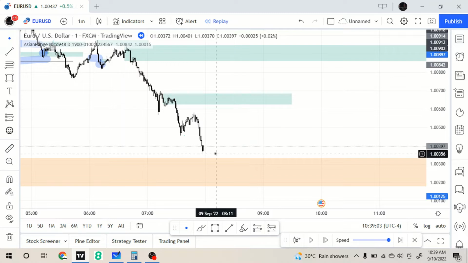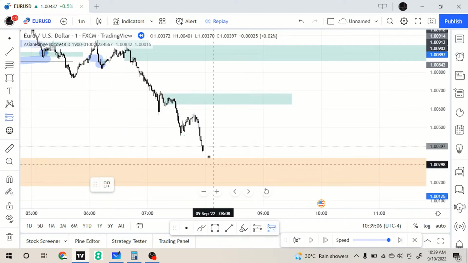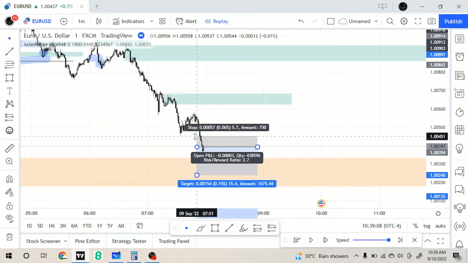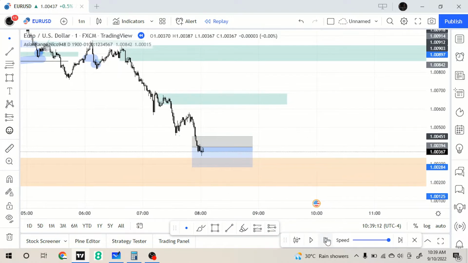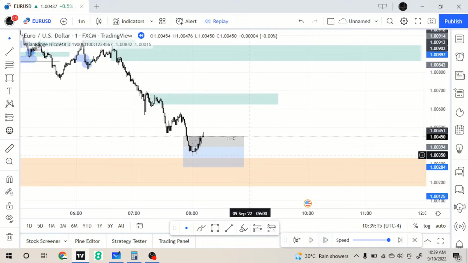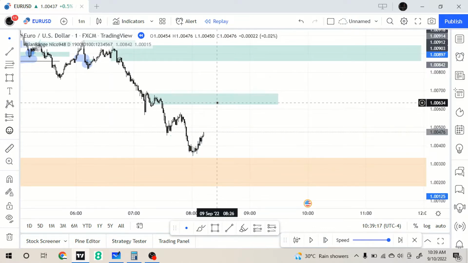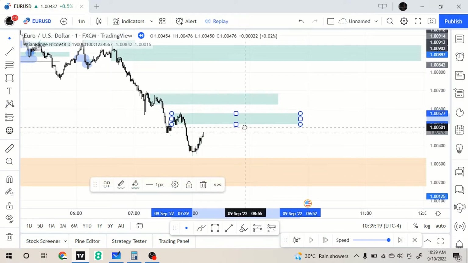Now you can clearly see that price has not tapped into that zone. Now what do we do? Do we FOMO in and say, okay, let's sell this market right now? Do we do that? No, because if you do that, you end up going to shit. So the best step to do is to mark out the next supply zone, which is this zone right here.